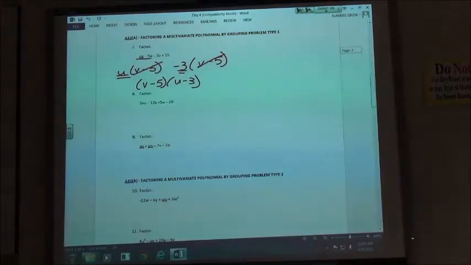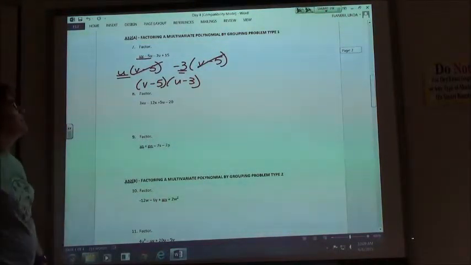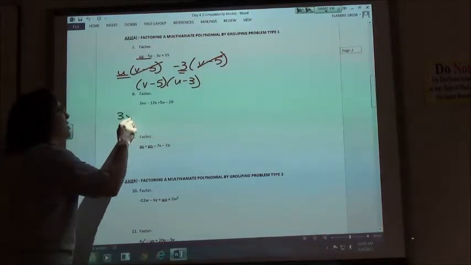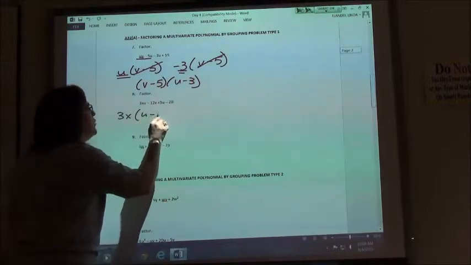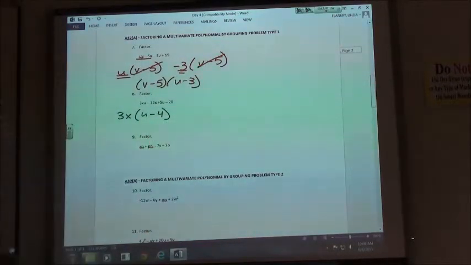So number 8, again, I'd probably just leave those in the order they're in, since 3xu minus 12x does have a common factor. And so what can I divide out of there? 3x. And if I divide the 3x out, I'm left with u minus 4. So then I'm going to factor the 5u minus 20.